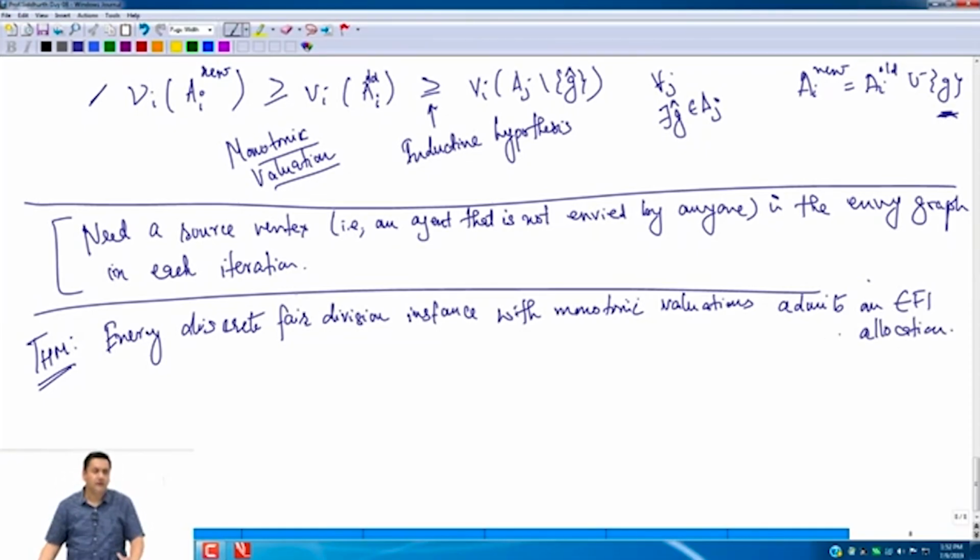So the first statement of this theorem is existential. It says that as long as you have monotonicity, an EF1 allocation, a fair allocation in this sense, is guaranteed to exist. And I am writing this as two separate statements to emphasize that there is an existential result here as well as an algorithmic result. In fact, the way you get this existential result is through an algorithm.